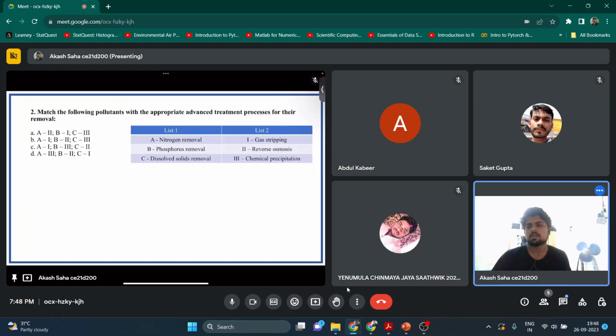Now next question, we have to match the following. So we have nitrogen removal, phosphorus removal, and dissolved solids removal. And we have gas stripping, reverse osmosis, and chemical precipitation. So tell me what is the correct match for these.